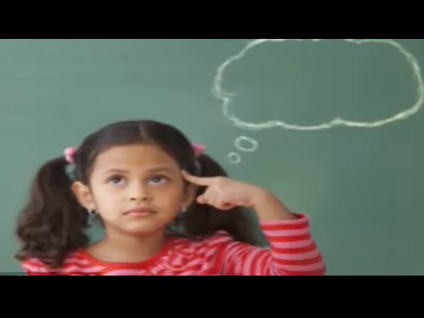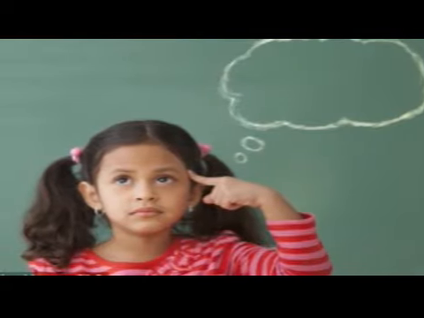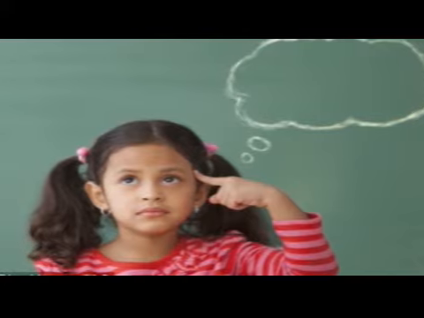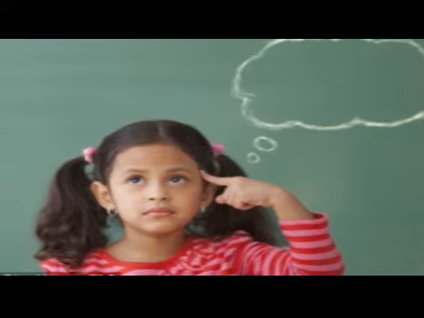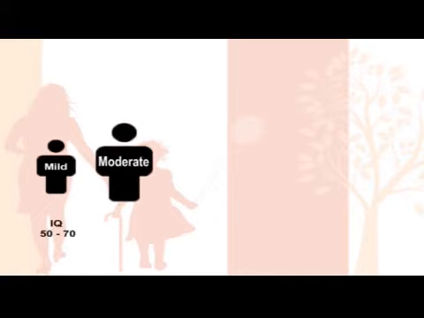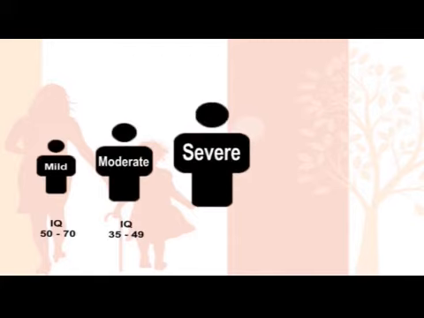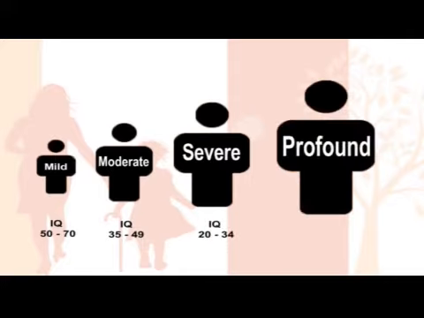Mental retardation. IQ level has been the measure of mental retardation, and classification of different degrees of mental retardation are as follows. Mild mental retardation, IQ level is 50 to 70. Moderate mental retardation, IQ 35 to 49. Severe mental retardation, IQ level is 20 to 34. Profound mental retardation, IQ under 20.